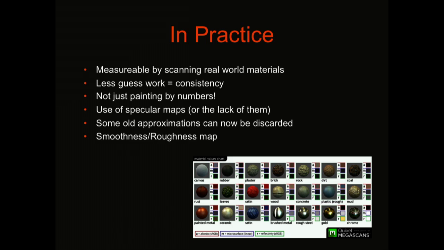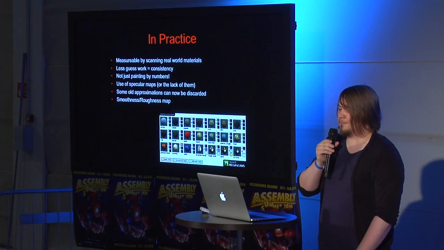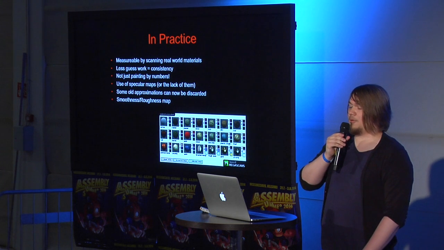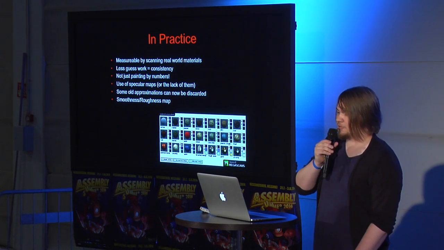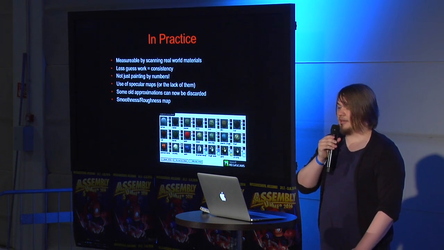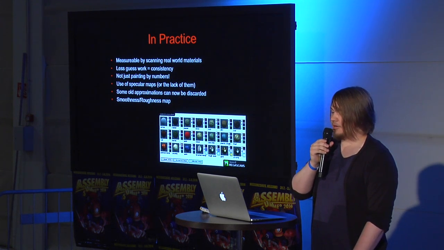And workflow-wise, the use of specular maps is quite different with physically based rendering systems, or even the complete lack of specular maps. Also, some old approximations can now be discarded, since we have new hardware and a lot more computing power. And the use of a smoothness or roughness map, so what defines the microsurface of the object. And there is a picture of Quixel Megascans, which is a service that provides scanned data for physically based rendering systems.